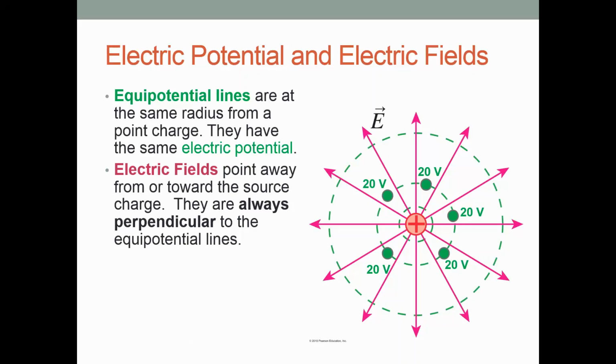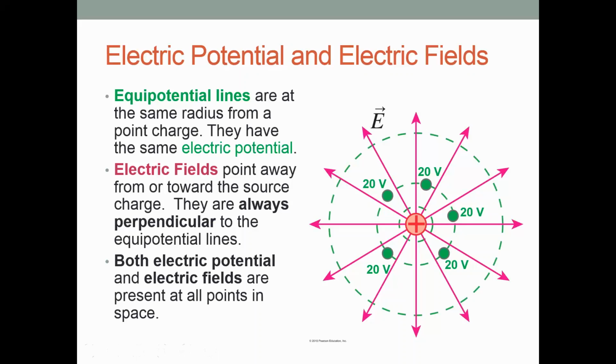This line is called an equipotential line. It means equal potential at any point on that line. Now we also have electric fields, and they're going away from the source charge as vectors. So electric field lines are always perpendicular to the equipotential lines. You can see this is the equipotential line, and the electric field line is perpendicular to it.